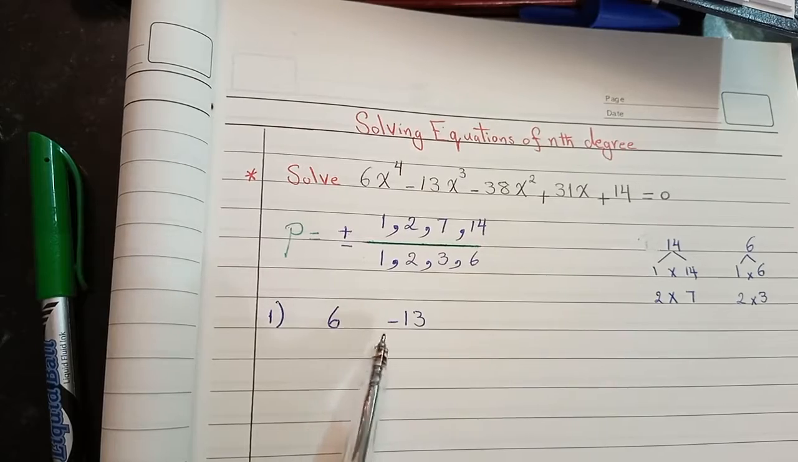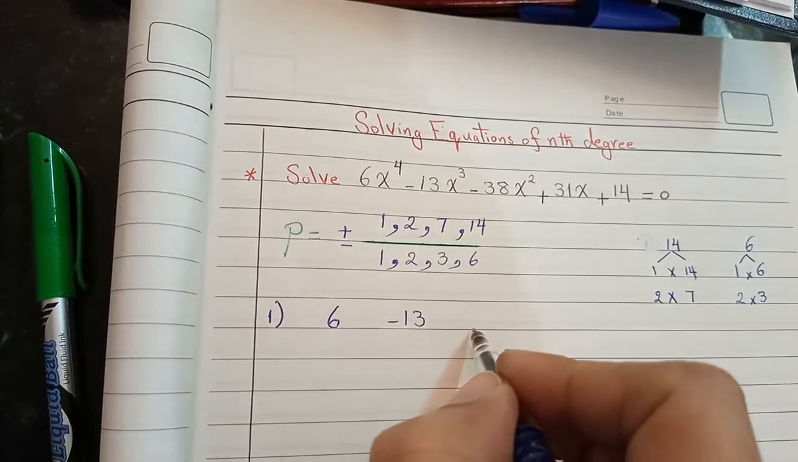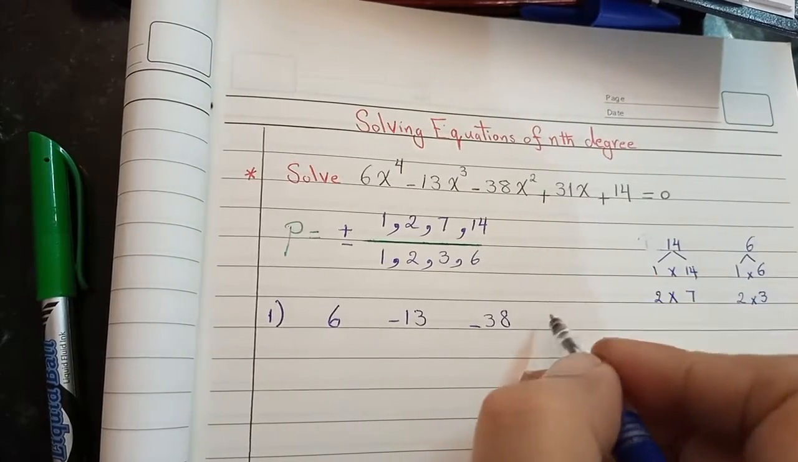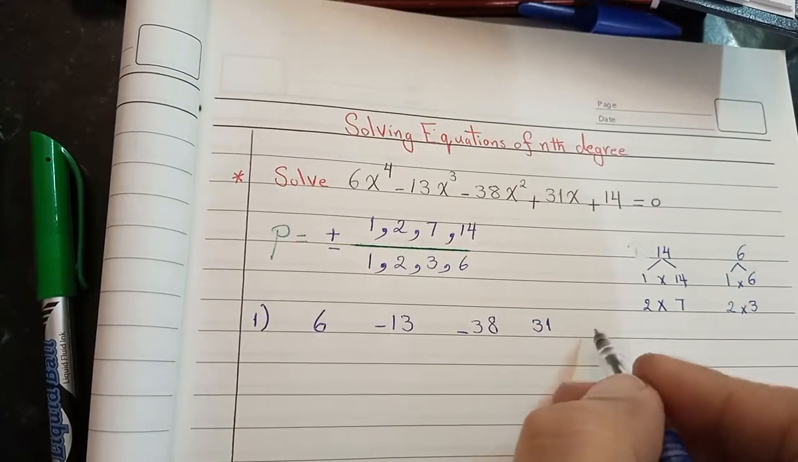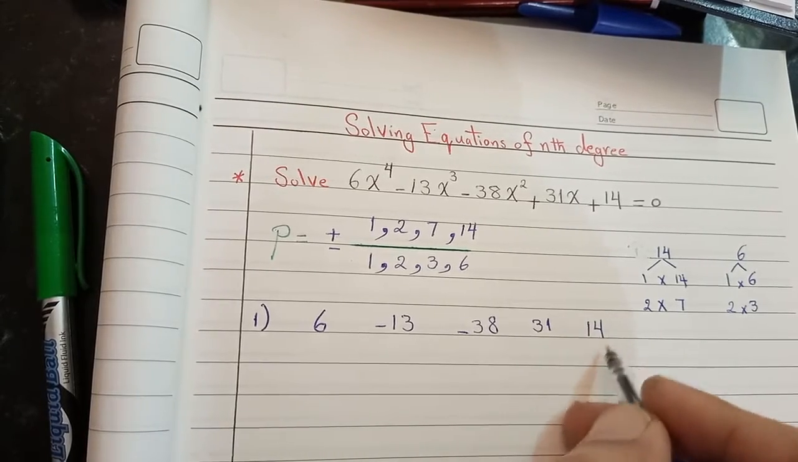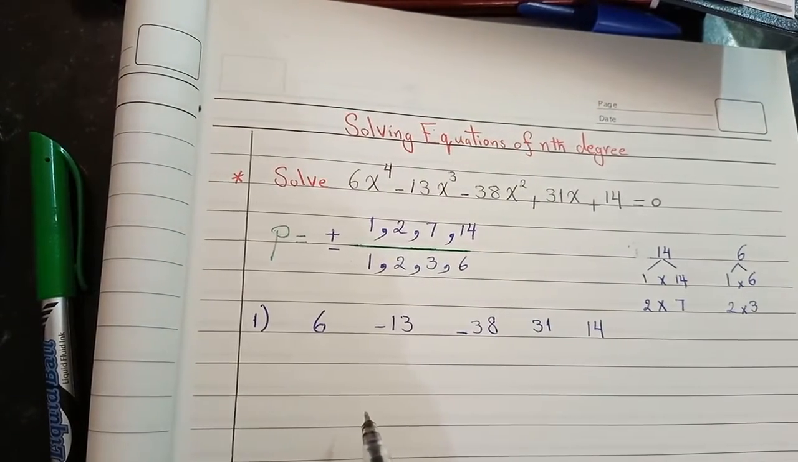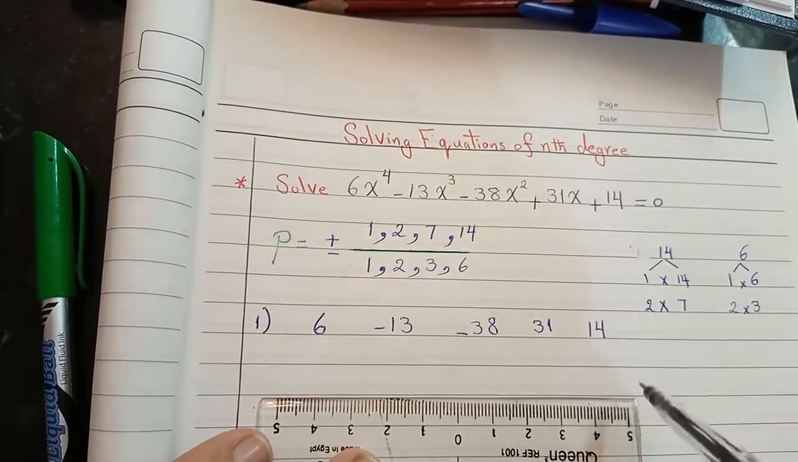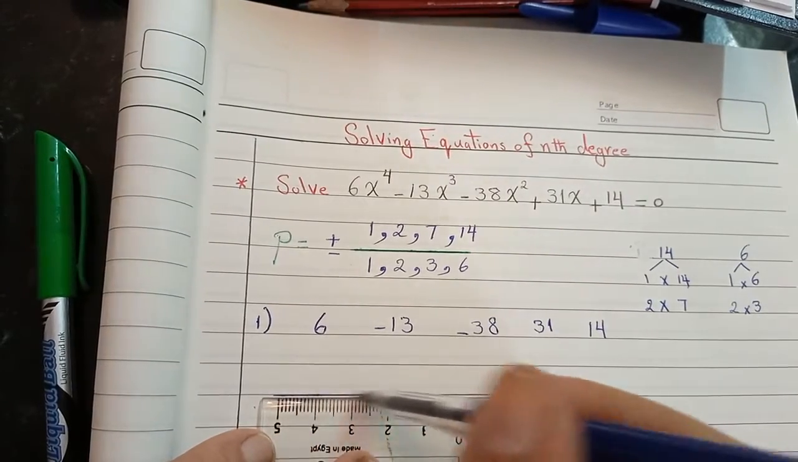I'm gonna write it and leave distance between them. Negative 38 is the next coefficient. Then 31 is the next one, and 14 is the last. So in the end here has to be the absolute term, the number that's by itself. Okay, let's leave one line under them empty, some space, because we are going to use this space in a minute.